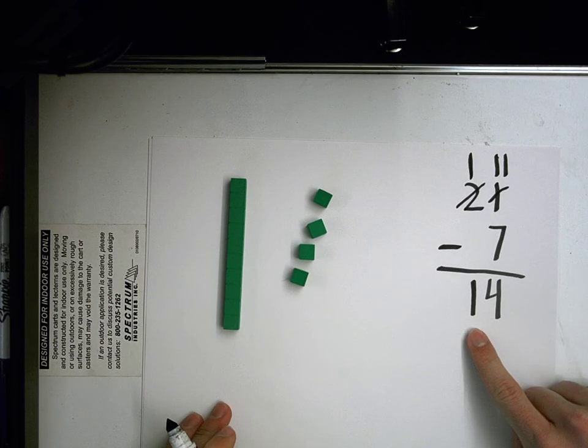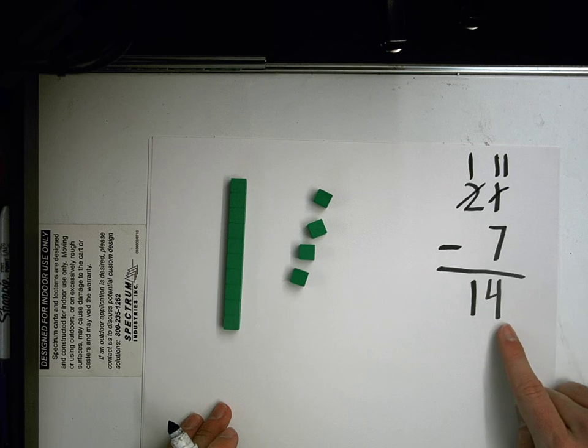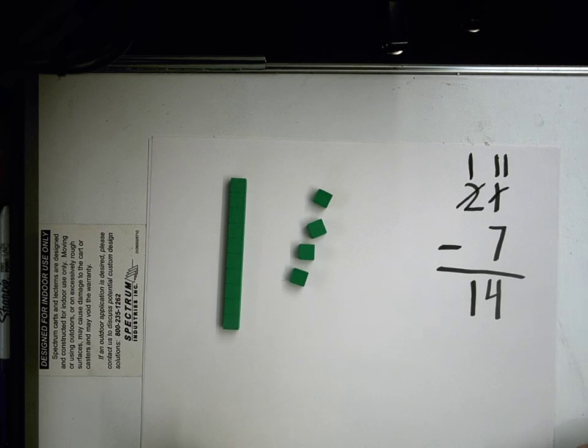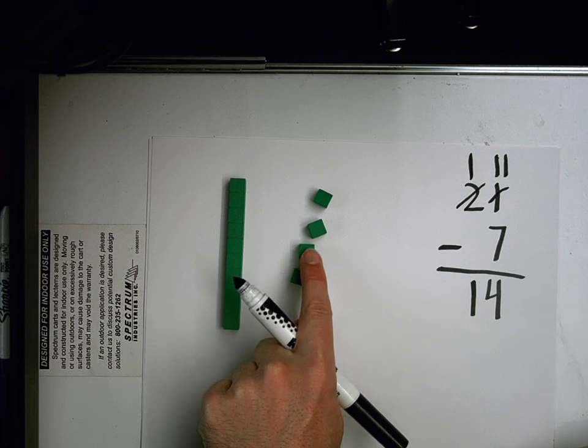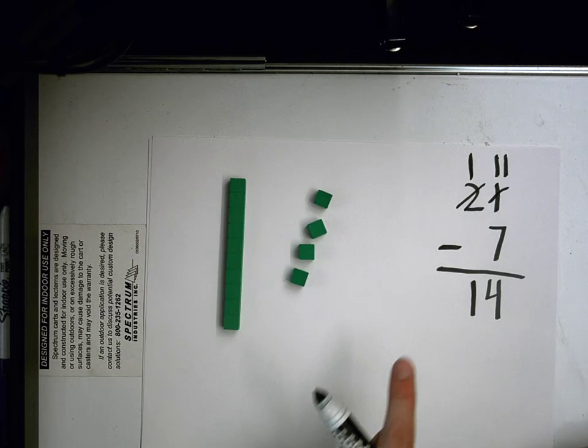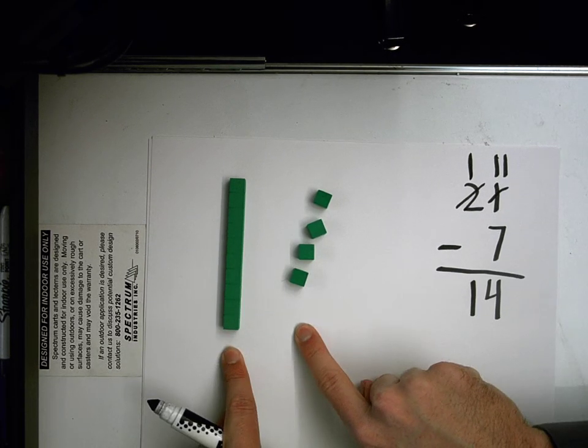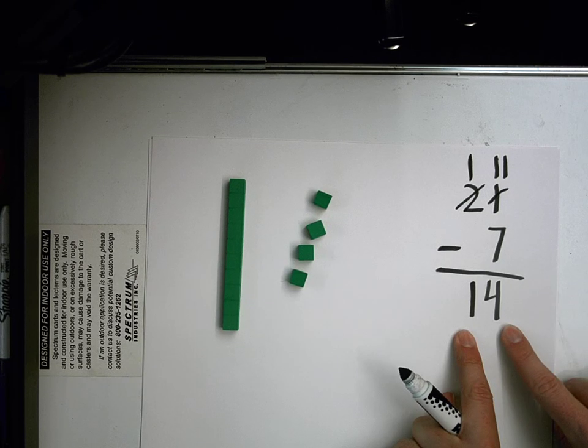Well, right here, I have 14 is what the answer says. And let me count my blocks to see. I have 10, 11, 12, 13, 14. My number of blocks matches my number that I got for my answer. So I know that's what it is.